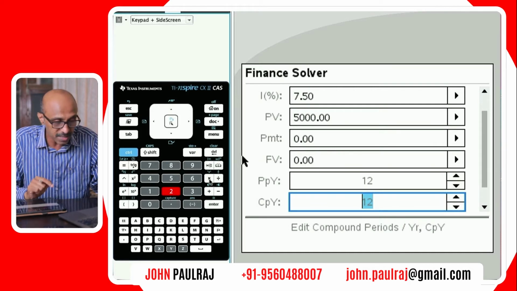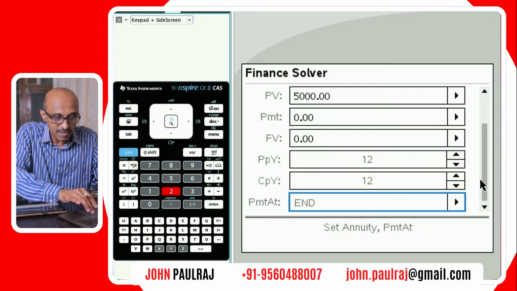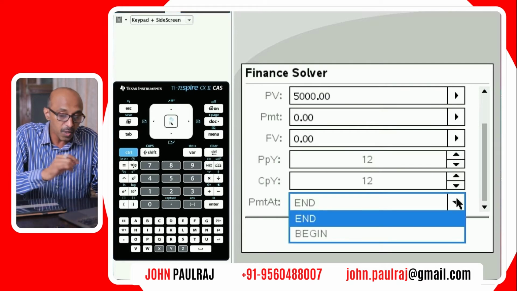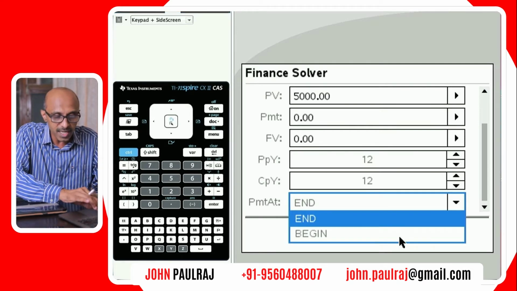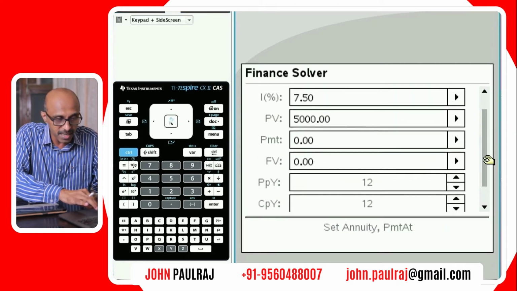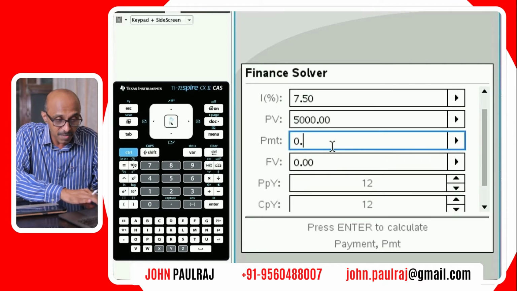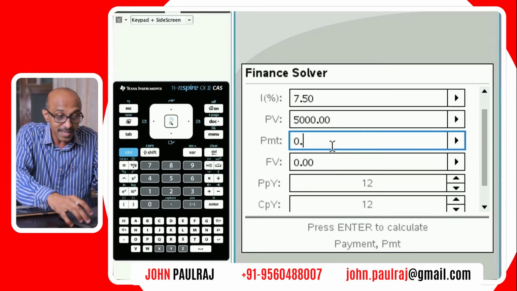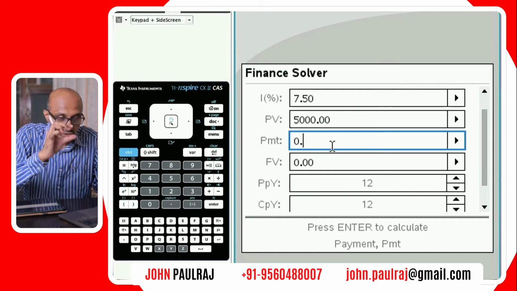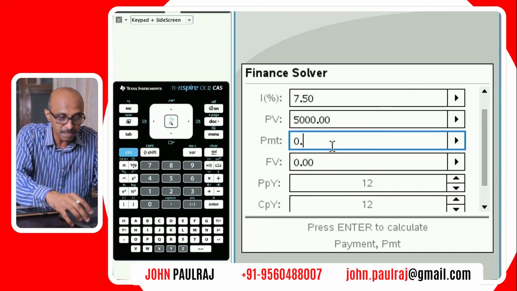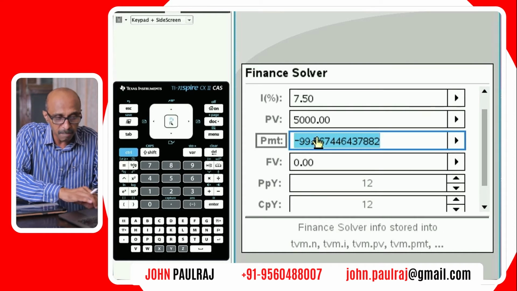That's being compounded monthly. And then, as we have seen in the earlier videos also, because it's a loan, normally the EMI has to be paid at the start of the month. And then we make our way to that payment field and there we hit enter. This is where you hit enter. Otherwise, you're just using tab or shift-tab to maneuver across the different fields. You hit tab and you get the monthly installment.